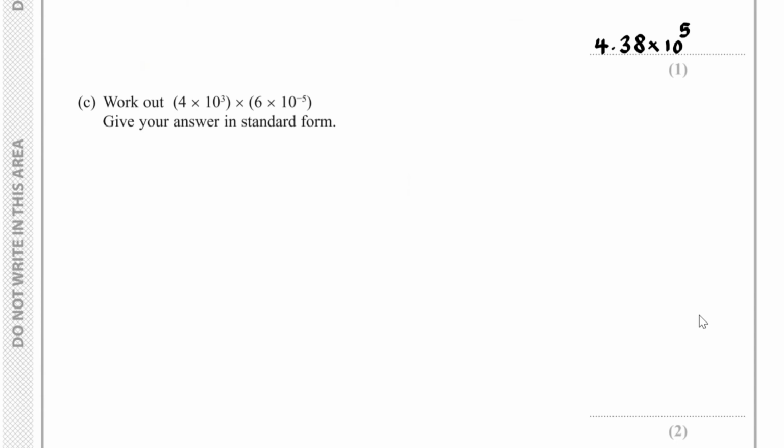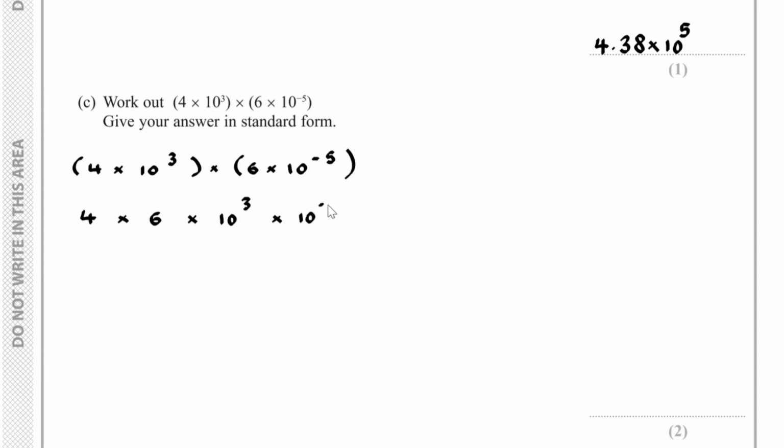And then for part C, we have to work out 4 times 10 to the power of 3 multiplied by 6 times 10 to the minus 5 in standard form. Now, because of commutativity, we can rewrite this as 4 times 6 times 10 to the 3 times 10 to the minus 5.